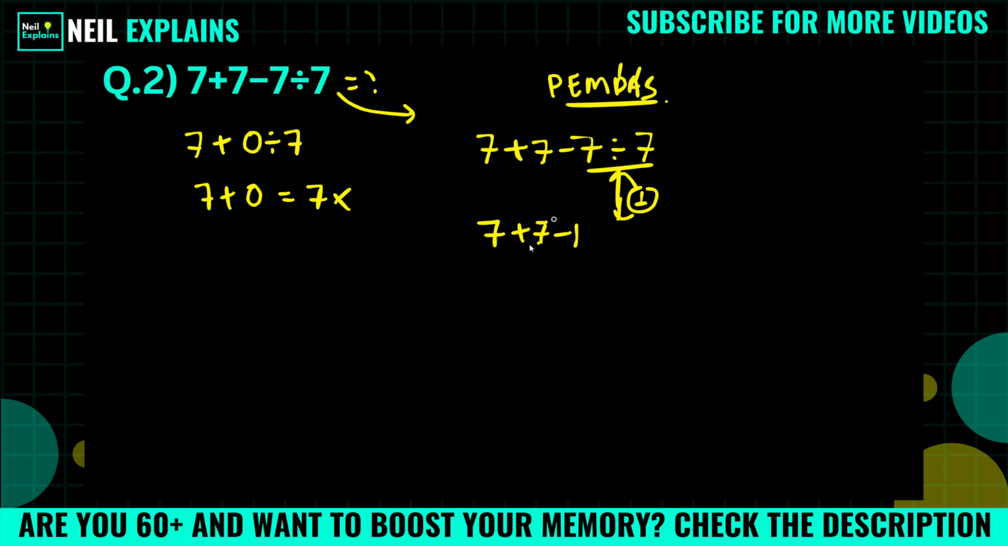So now we will do addition. Here addition, 7 plus 7, that is equal to 14, minus 1, and 14 minus 1 equals 13. So here 13 is the right answer.